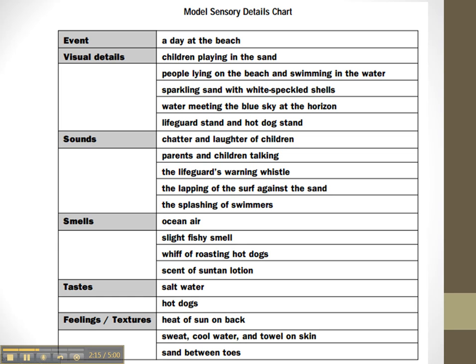Sounds. You hear people talking and kids playing. You hear the lapping of the water coming up against the surf. Maybe you hear a lifeguard's whistle from far away. These are all sounds you hear.